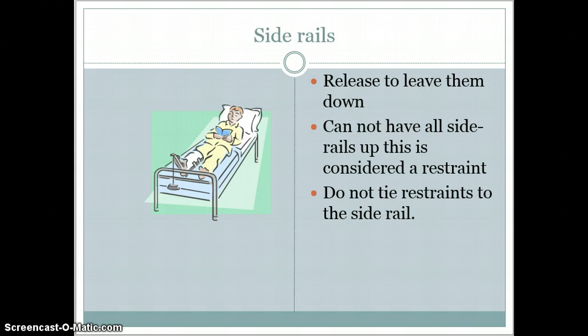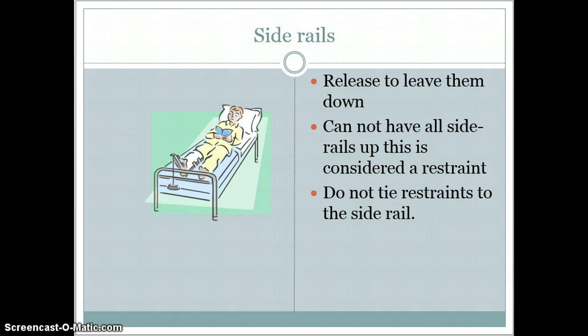As we look at side rails, we have to have a release to leave them down. So if somebody says, I do not want my side rails up, we have to get a release in most cases. The other thing you think of with side rails is anybody you've given a pain pill to, or something that's going to alter their behavior and cognition, like an anti-anxiety medication. You would have to have the side rails up.